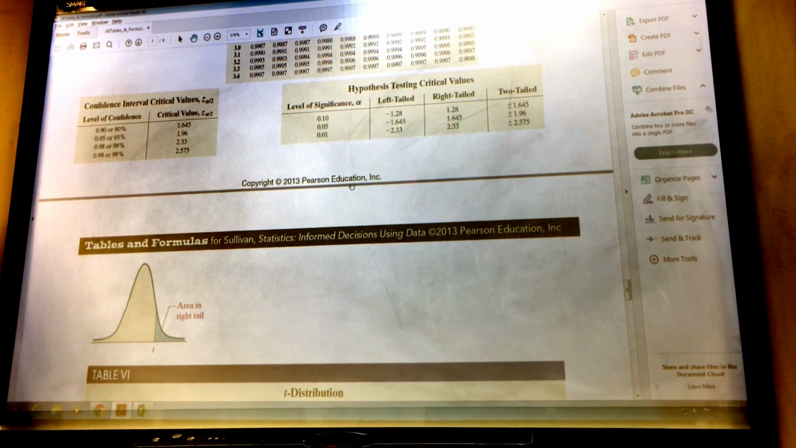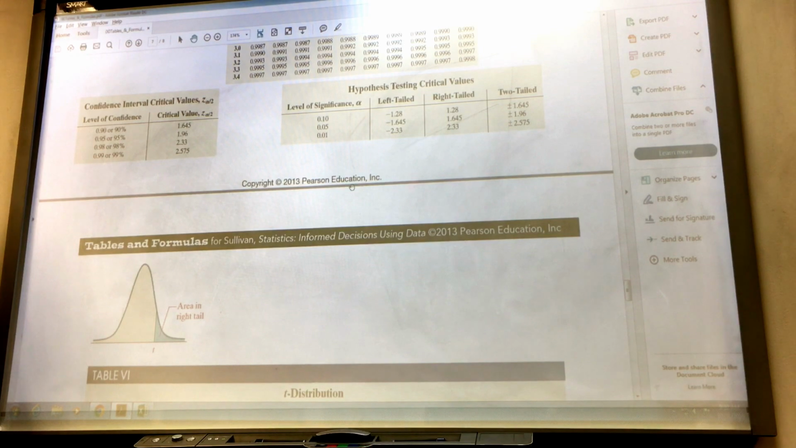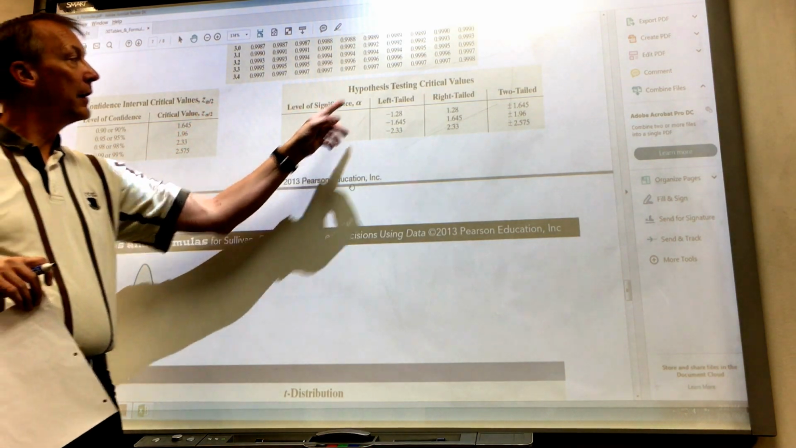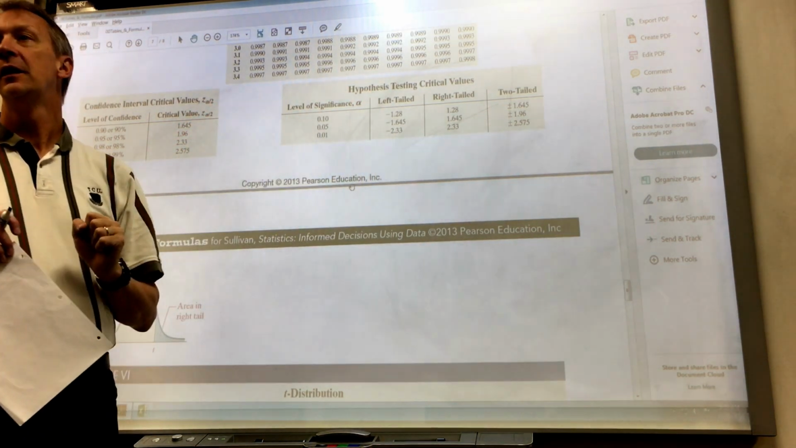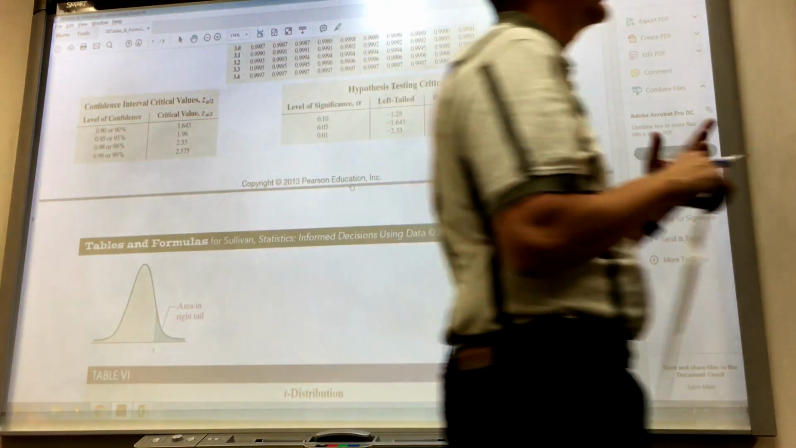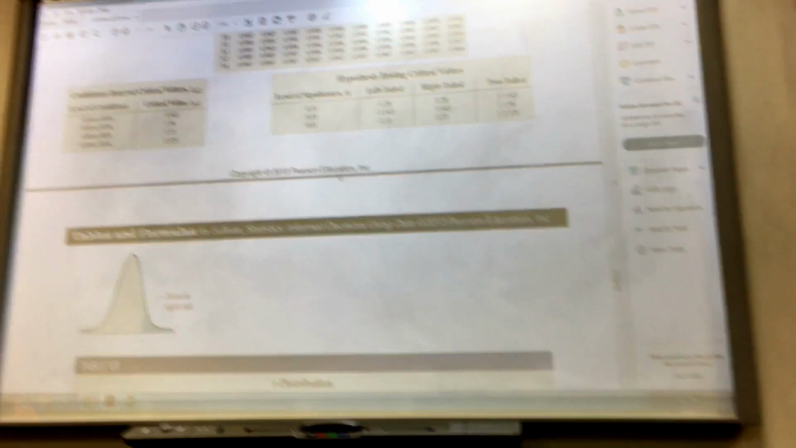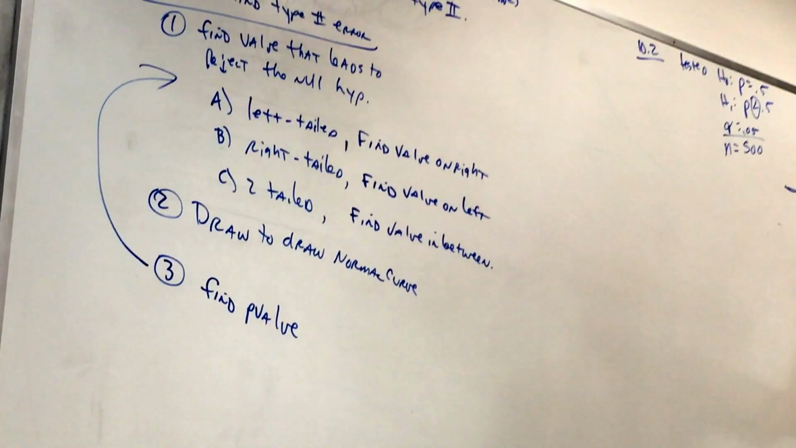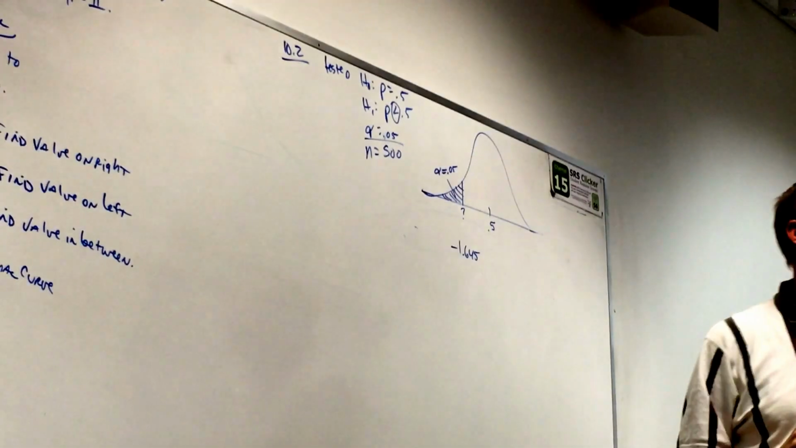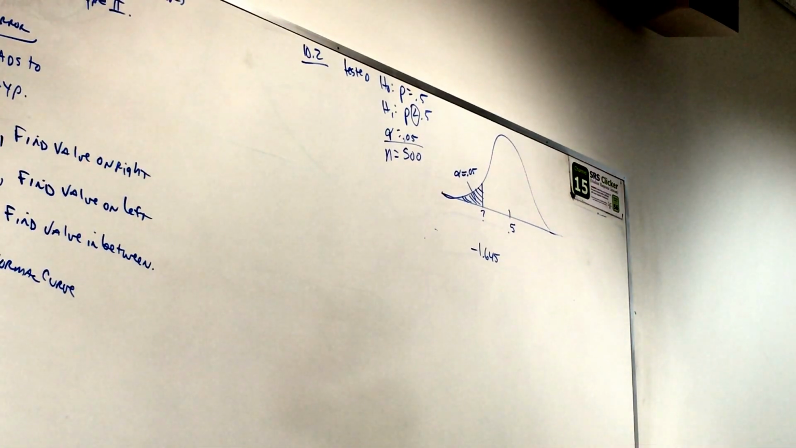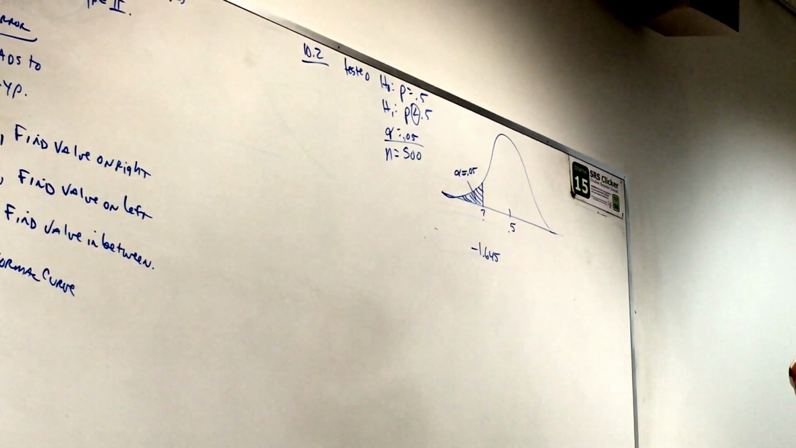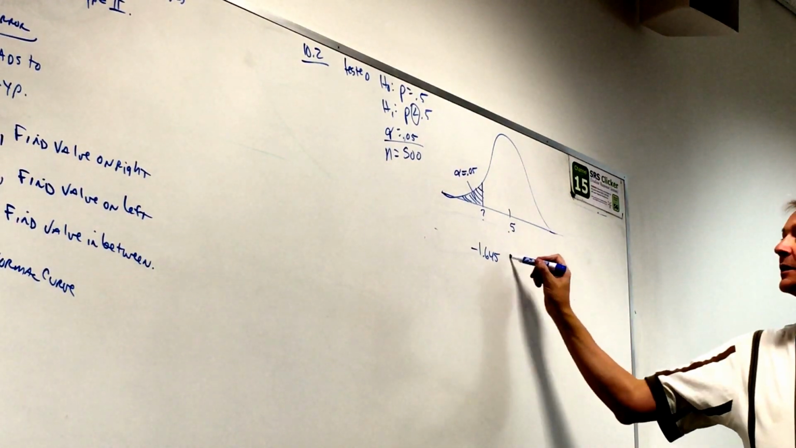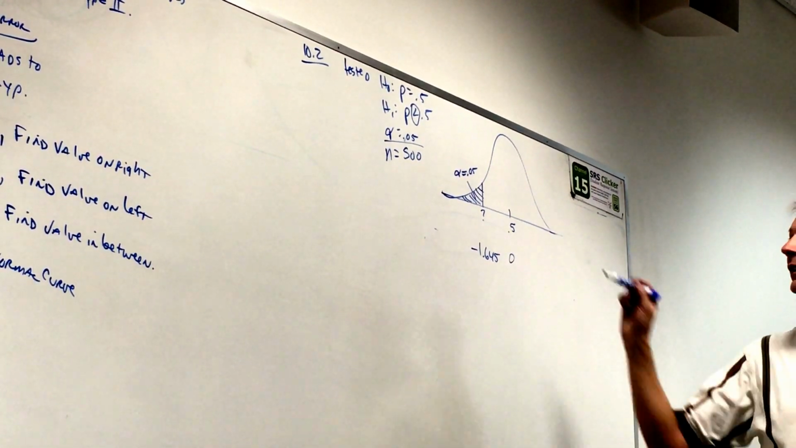Left-tailed test. Level of significance 0.05, left-tailed test, I get negative 1.645. Okay, so what do I do with that number? Symmetric, so on the other side it's going to be 1.645. That's assuming my mean is 0, right? Yeah. Okay, so I need to convert it back.